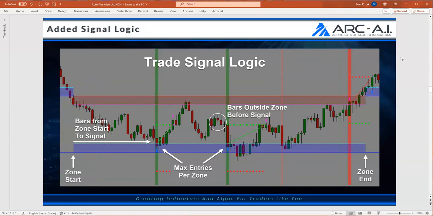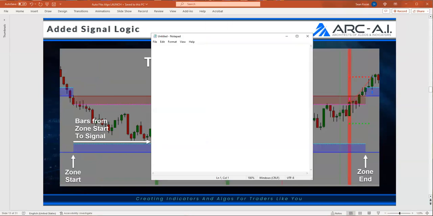Now, what's nice about the signal logic is that we can create restrictions or permissive actions that will allow you to have a certain reaction. I'll give you an example. How many times have you seen a support and resistance level? Oh, wrong color.